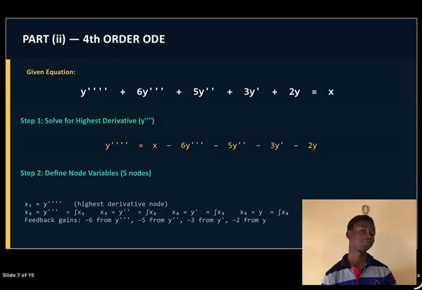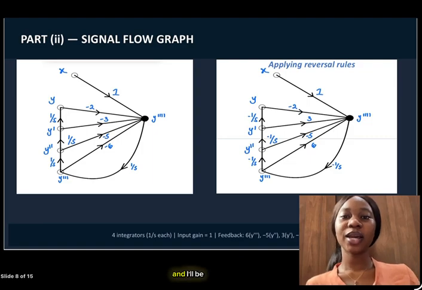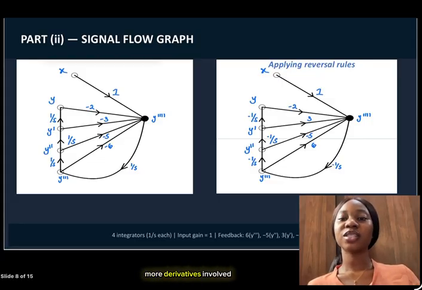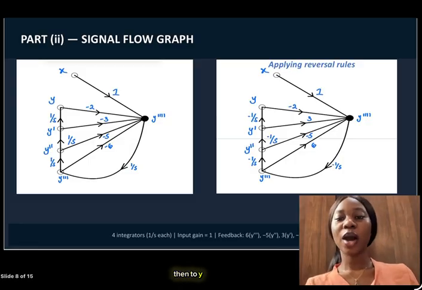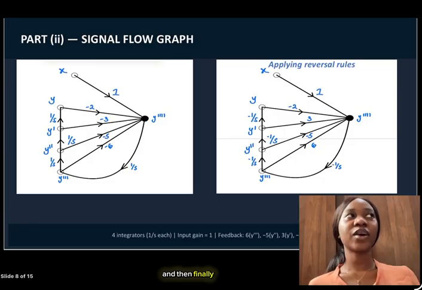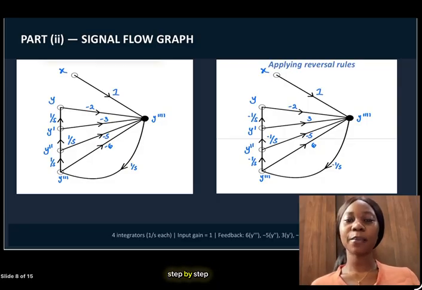Thank you. My name is Hachampan Mami Kisiwa, and I'll be explaining the signal flow graph for this fourth order differential equation. This is because the equation is of fourth order, so we have more derivatives involved in the system as compared to the previous examples. The nodes are connected in a chain as follows: x to y quadruple prime, then to y triple prime, then to y double prime, then to y prime, and then finally to y. So essentially, the signal flows step by step from the input all the way to the output.